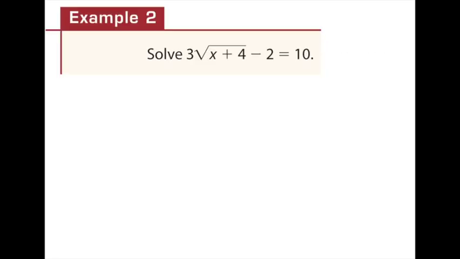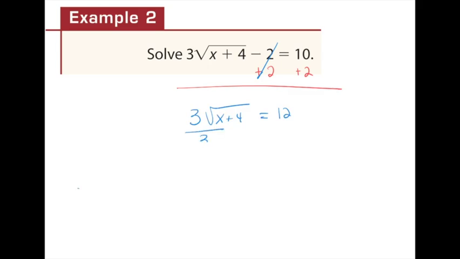All right. So really my first goal is to get the radical completely by itself. So to do this, I'm going to first move anything that has nothing to do with the radical. In this case, I would add that 2 over. Eliminate that. I have 3 square root of x plus 4 equals 12. And then divide both sides by 3. All right. So that cancels. I have x plus 4 in the root.